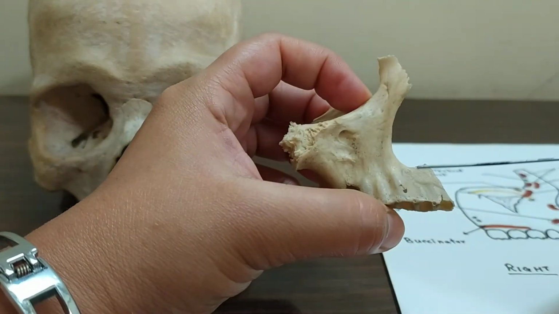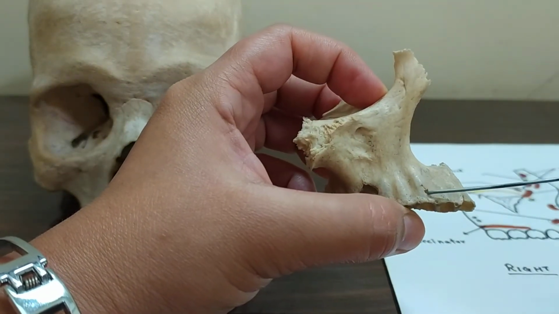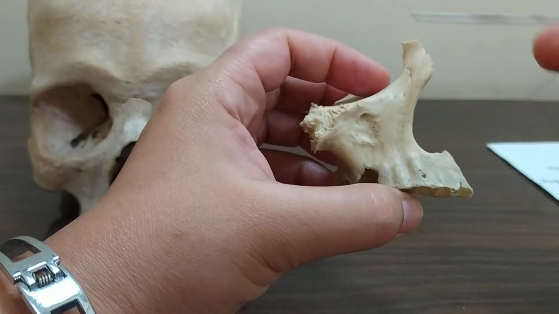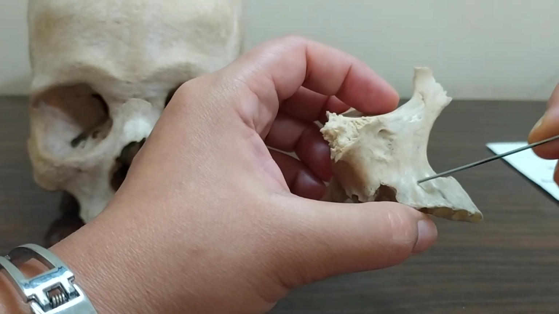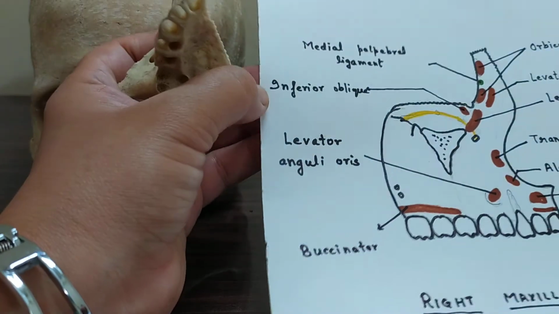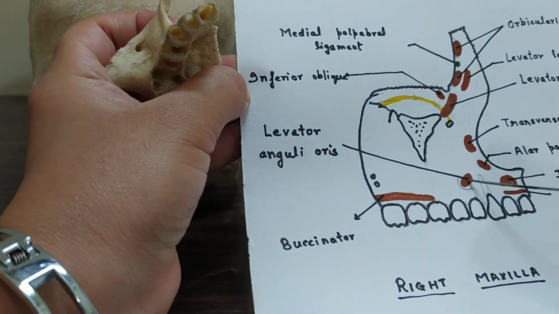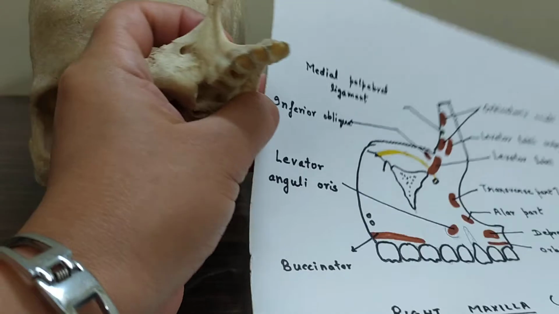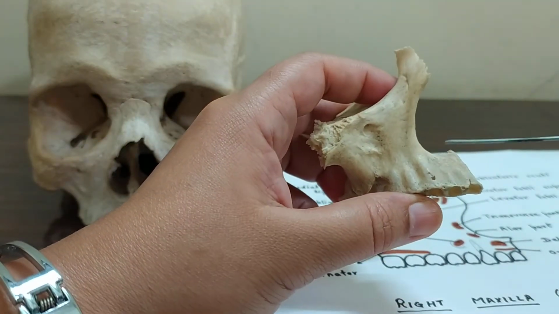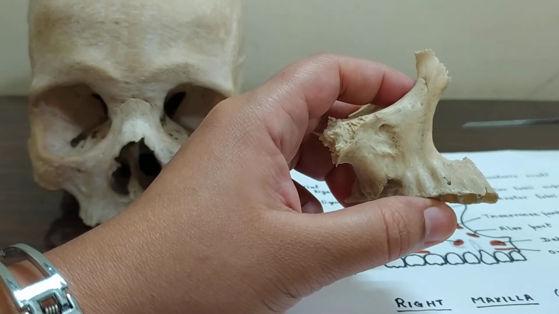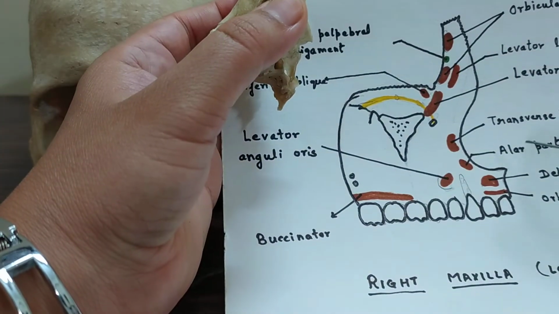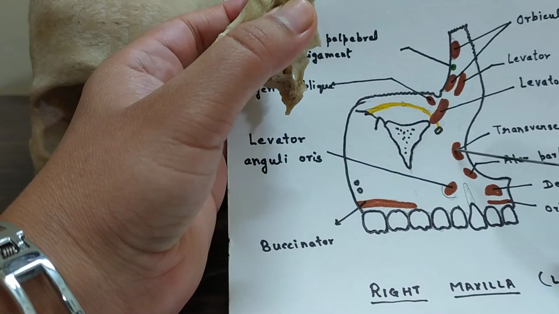Lateral to the incisive fossa, there is a canine eminence which is formed by the socket of the canine tooth. Lateral to the canine eminence, there is a canine fossa which gives attachment to levator anguli oris muscle. Above this, part of the nasalis muscle is attached. There are two parts of the nasalis muscle, the alar part and the transverse part, which are attached here.